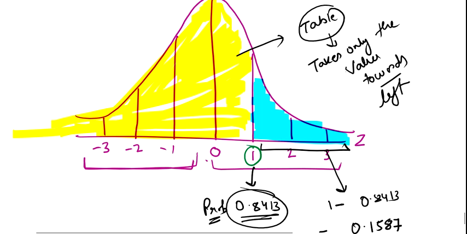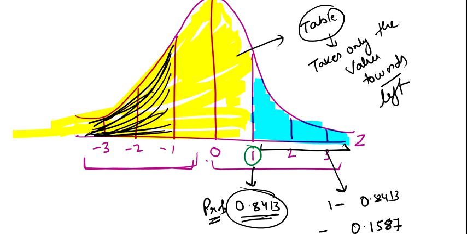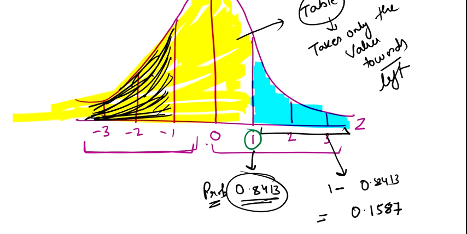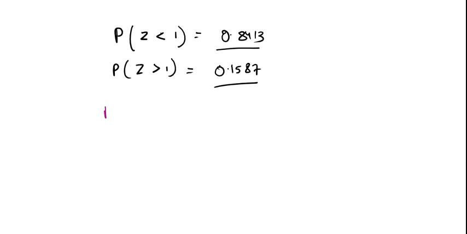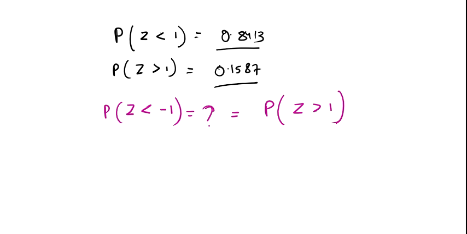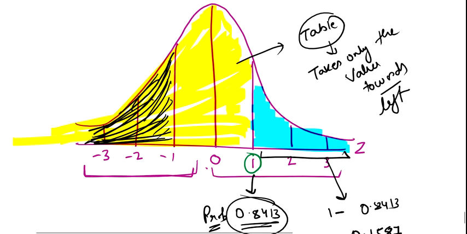Now if I want to know the probability for minus 1, the probability of z less than minus 1, write down this part. Probability of z less than minus 1. Clear? This is something which I want to know. Can I say this is equal to the probability of z greater than 1? Try to satisfy yourself. See, my normal distribution is symmetrical.